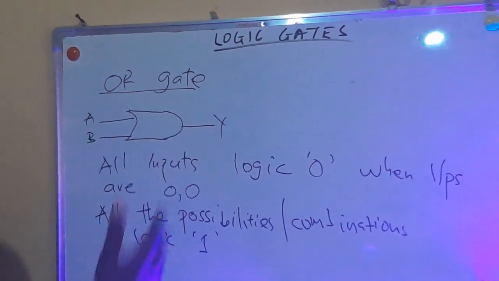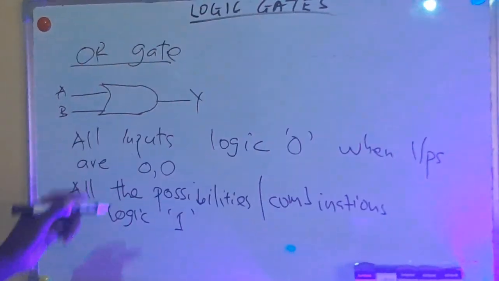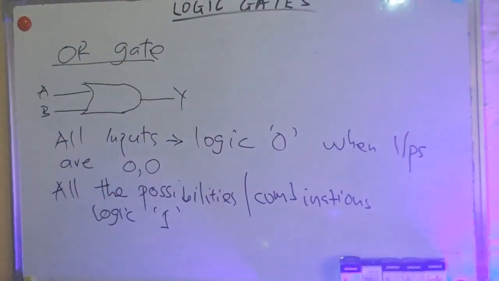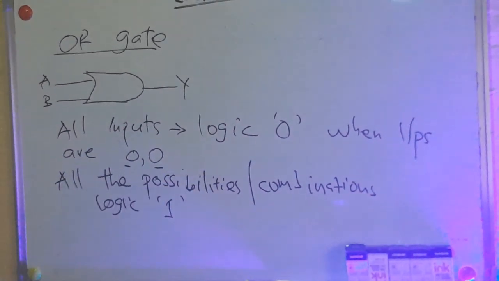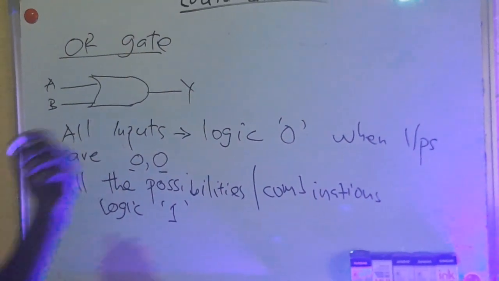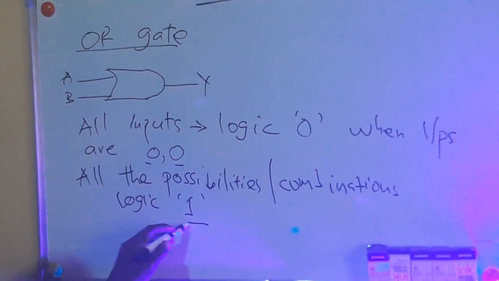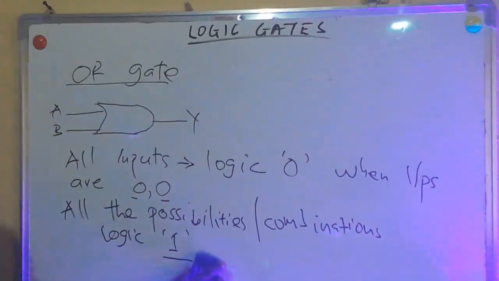So that is simply to describe the OR gate. If I may repeat, it only gives logic 0 when all the inputs are 0 and 0. For all the other possibilities, maybe 0, 1, 1, 0, and 1, 1, the output will be logic 1.